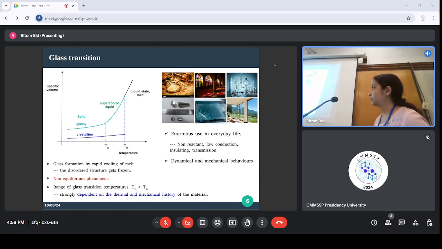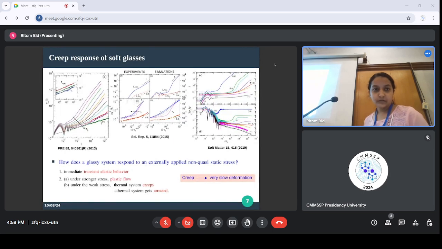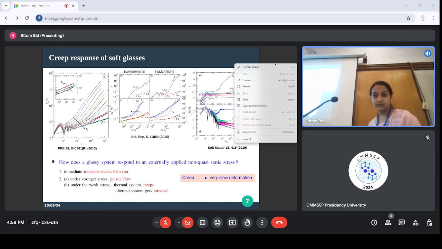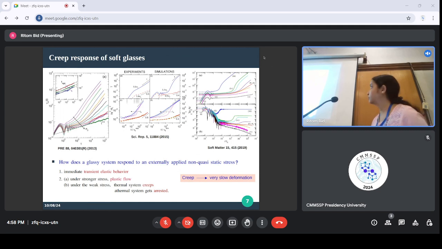It's strongly dependent upon the thermal and mechanical history of the materials. And all of you know that in today's life, glasses are enormously used for their many useful properties. So it's important to study both the dynamical and mechanical behaviors of these materials. So now, when do we observe such creep response in the soft glasses?